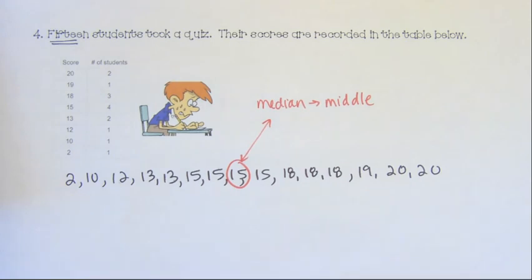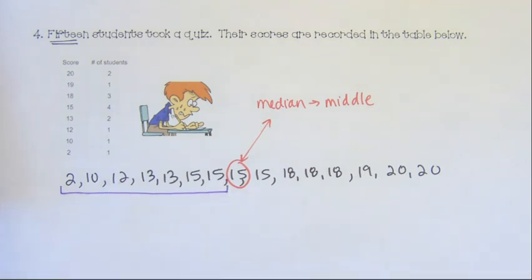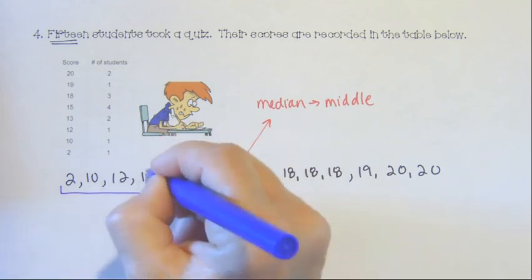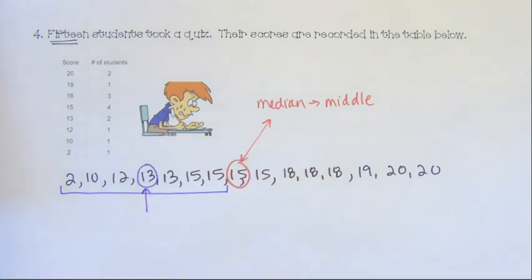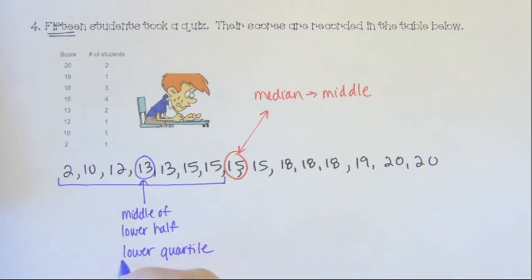Now for the lower quartile, I'm only going to look at these bottom numbers. I'm going to find the middle. I'm going to do the same thing again, 1, 2, 3. This is the middle of the lower half. That is what we call the lower quartile. Sometimes it's called quartile 1. I think in the video it said that was quartile 1. So lower quartile or the first quartile.